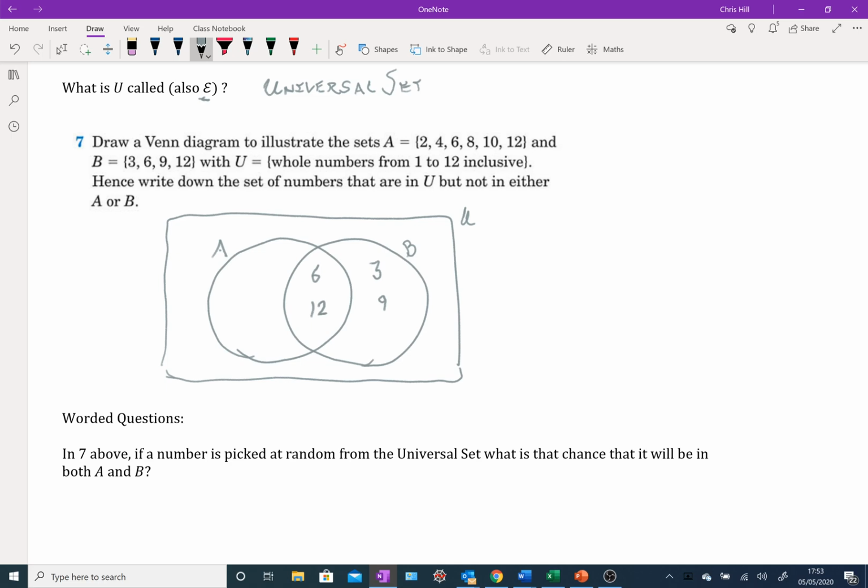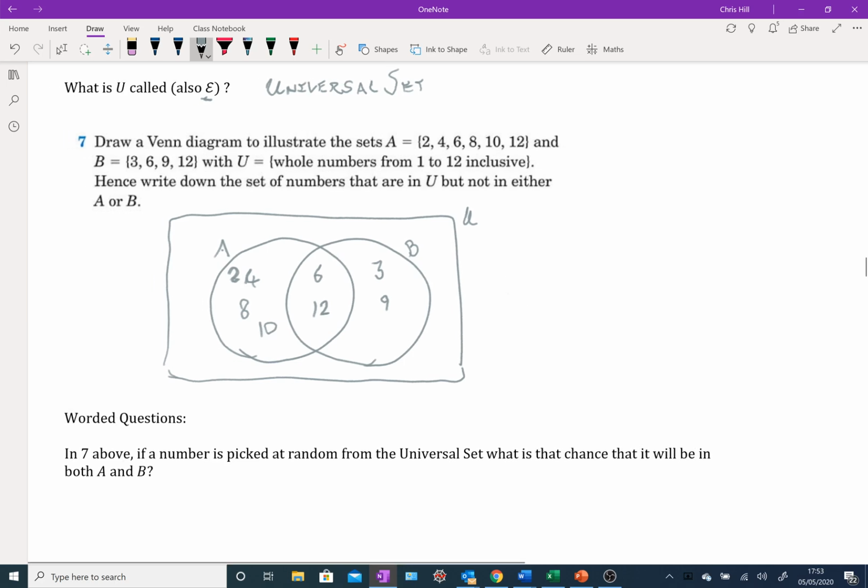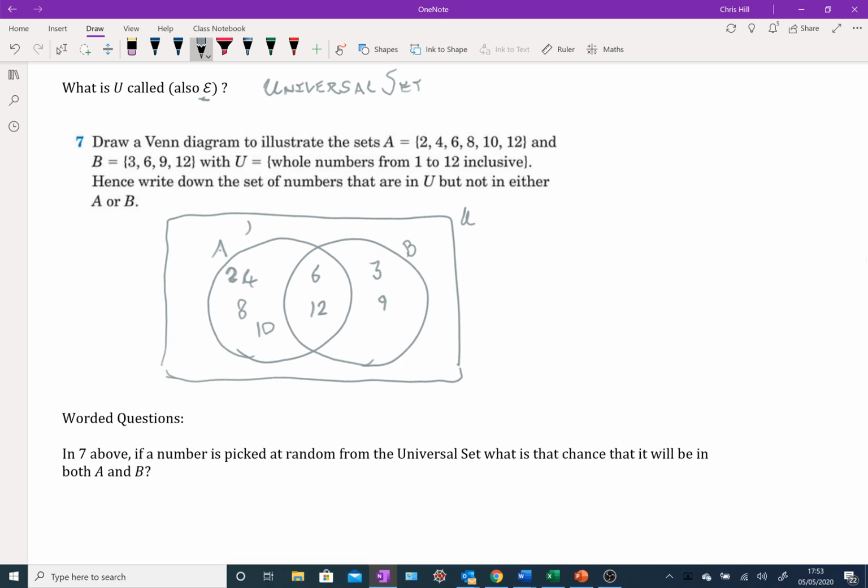And then A will be 2, 4, 8, 10. We know that the universal set is all the numbers from 1 to 12 inclusive. So all the numbers that are not inside these two are all we have to write on the outside. So that's going to be 1, 5, 7, 11.